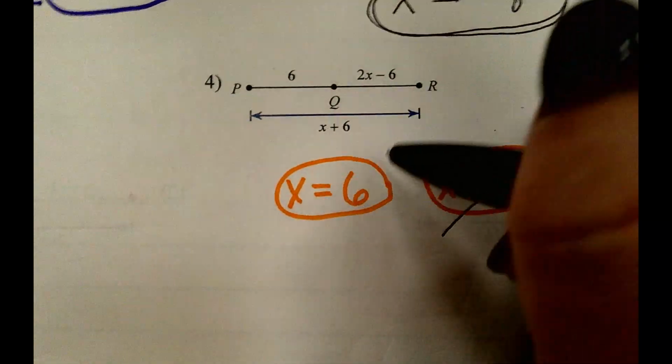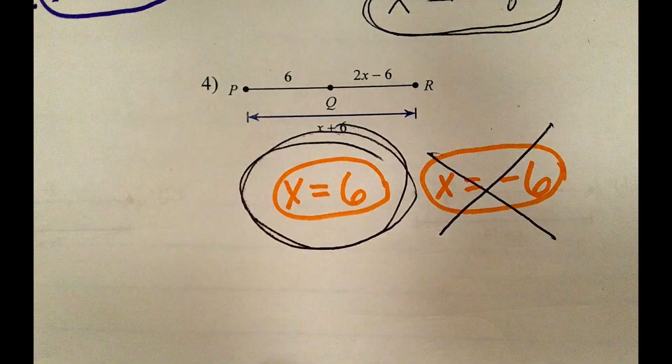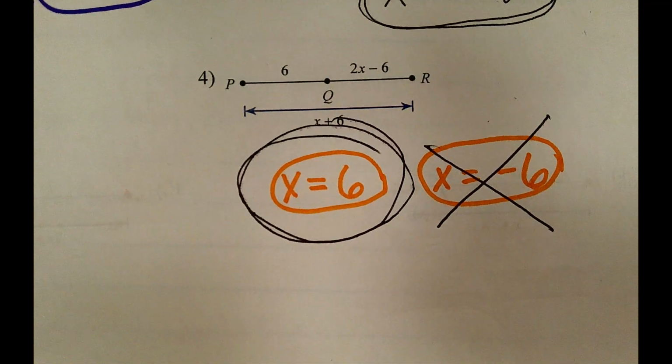So I'm going to cross out that -6 for number 4. It is x is positive 6. Any other questions or comments on number 4?